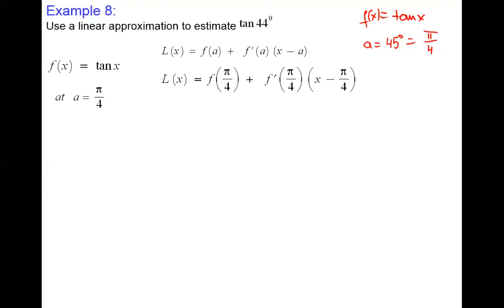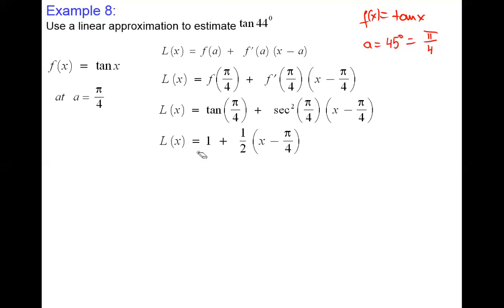45, which is pi over 4. Tangent at pi over 4, get ready with your answer. The derivative of tangent is secant squared of x, so at x equals pi over 4, tangent at pi over 4 is of course 1. Secant at pi over 4 is 1 over square root of 2. Squaring, it's 1/2. And we can distribute, and we do have the linearization.